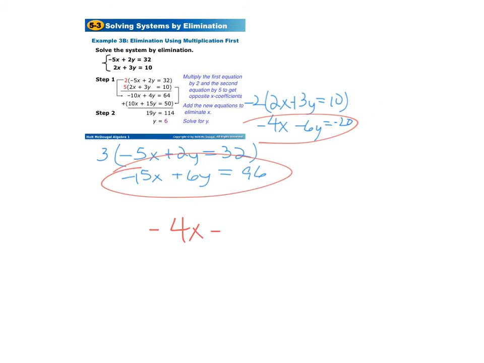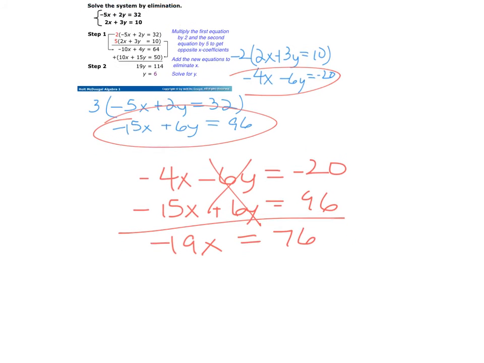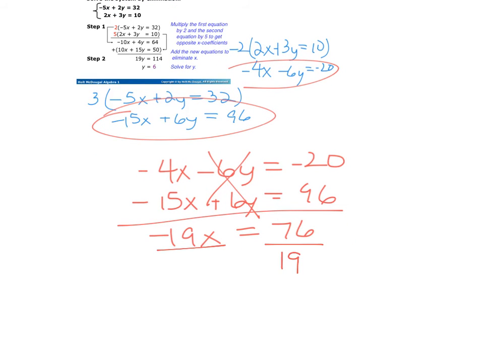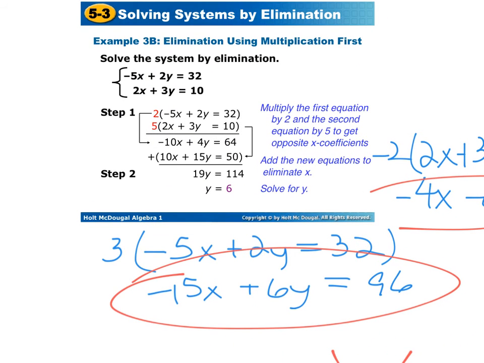So negative 4x minus 6y equals negative 20. And then on the bottom, the 15x plus 6y equals 96. This cancels. This gives me negative 19, and this gives me 76. Divide by negative 19, and I get x equals, let's see, negative 4. And then plug it back in to get the y. They solved for y first. You can choose. It doesn't matter. It's not just a set method.